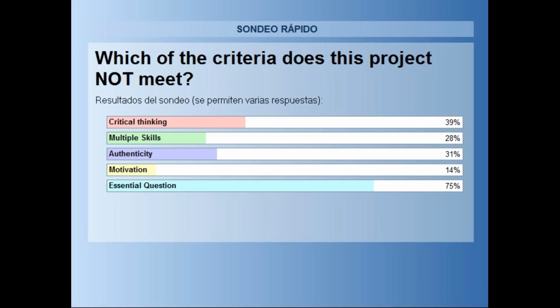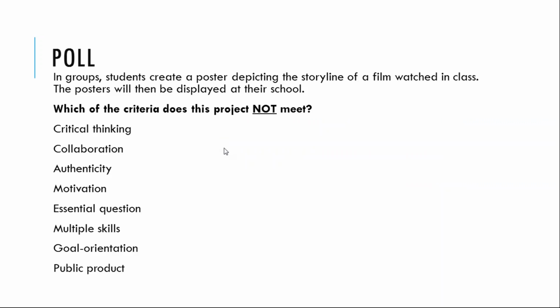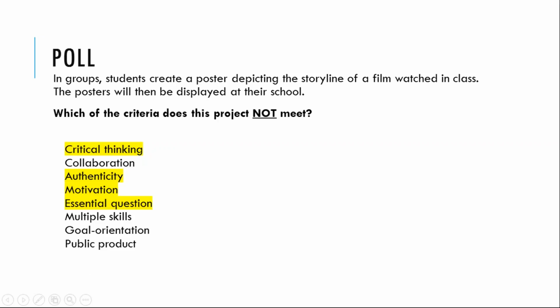Ah, yes, okay. So 39% said you think it's missing a critical thinking component. 28% said it doesn't use multiple skills. 31% authenticity, 14% of you think it's not very motivating, and 75% of you thought it was missing the essential question. All right, that's pretty good. Let's take a look at what I have in my PowerPoint. I have all of the eight possible characteristics. You were only able to vote for five.